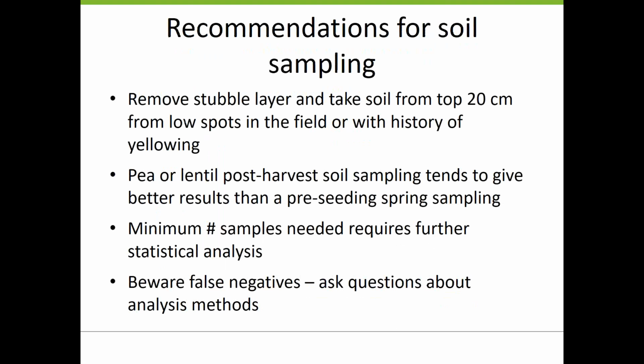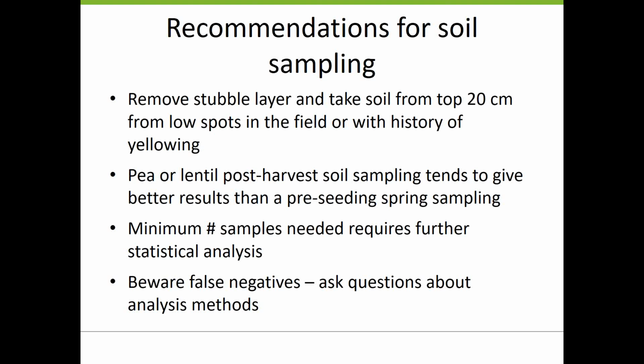So from this project, we were able to come up with some recommendations for soil sampling. These are to remove the stubble layer and then take soil from the top 20 centimeters from low spots in the field or with history of yellowing the last time you grew pea or lentils. So it means that in order to sample, you have to be aware of your field history and remember where you maybe saw that your peas or lentils didn't yield as well.